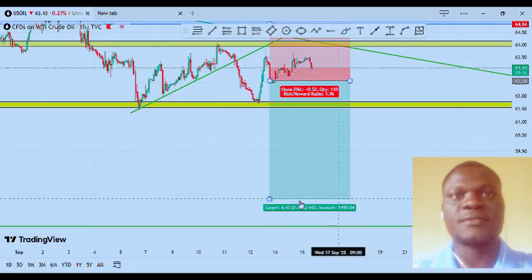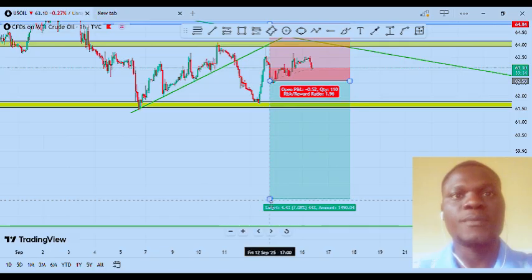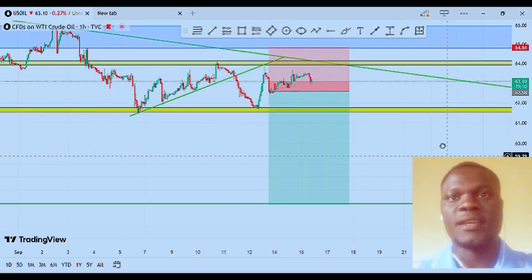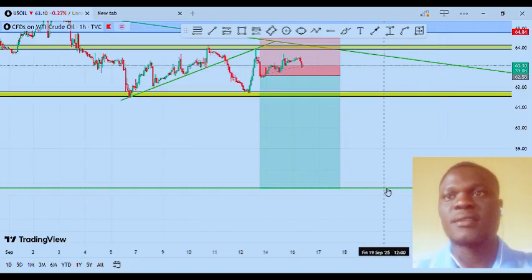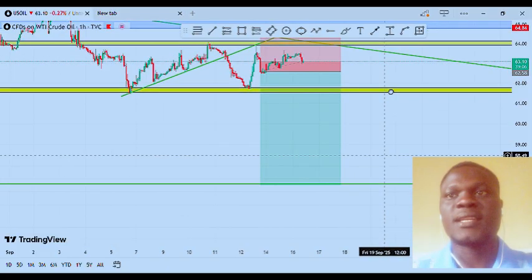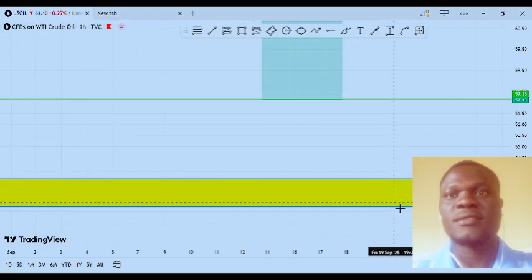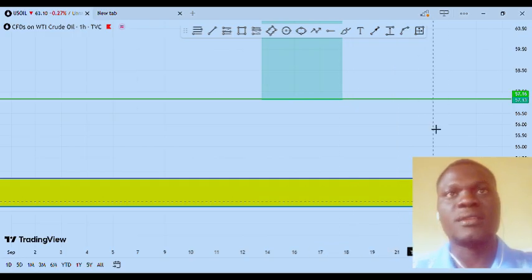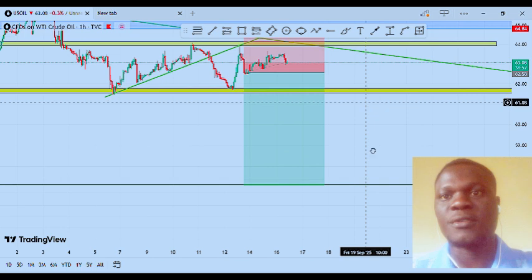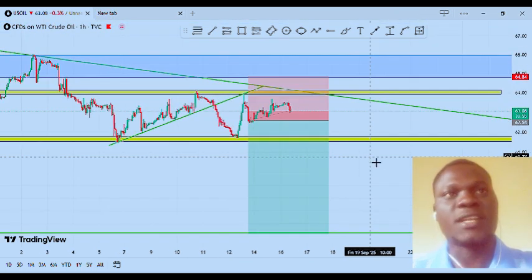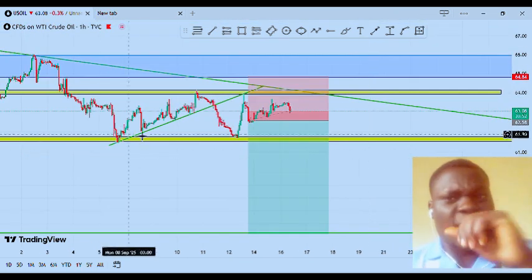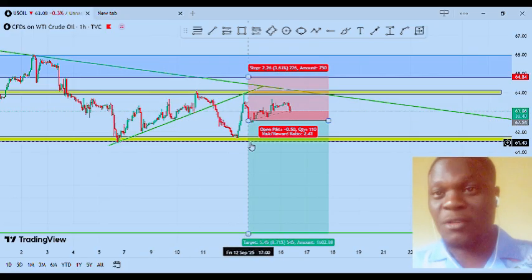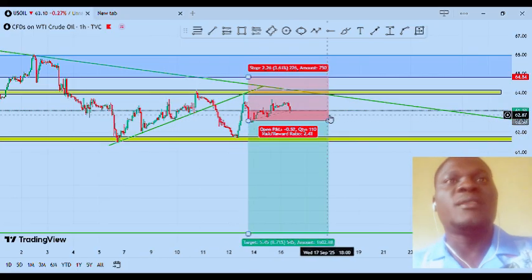My overall target is right here. My first profit target will be right here, then overall target is here, $53. This institutional support level of $53, that's what we are aiming for. That is our overall profit target. So we are in losses on the US oil market right now, so I'm still holding on to my position.